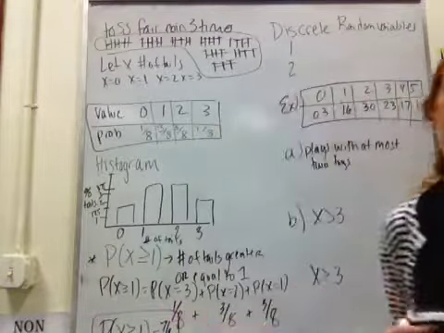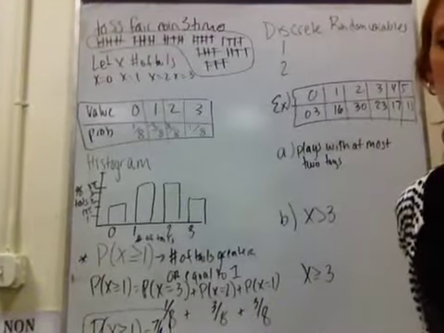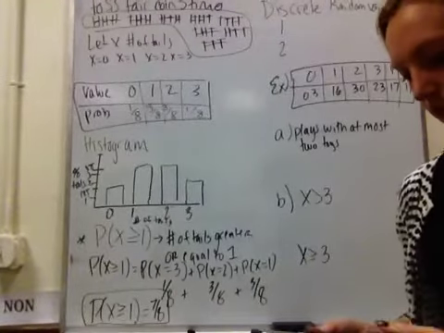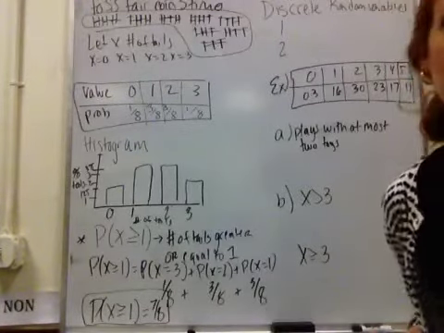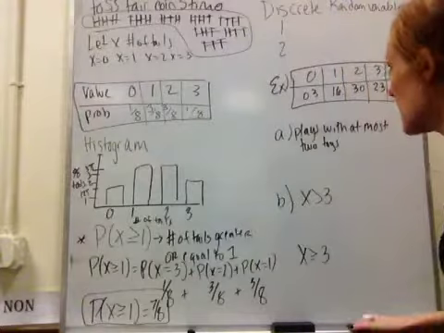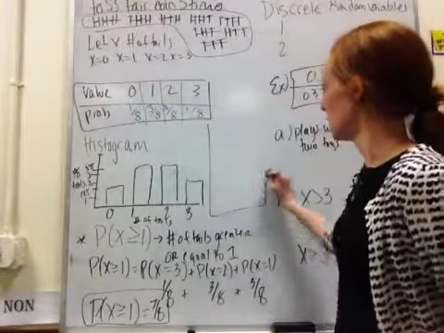Again, you could leave it as a fraction, or you can go ahead and change it into a probability, right? You could leave it as 0.875 if you wanted to. Now, another way to do that, I'm going to put that right here.